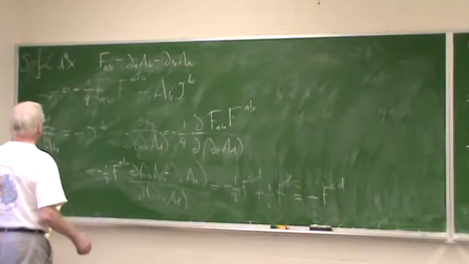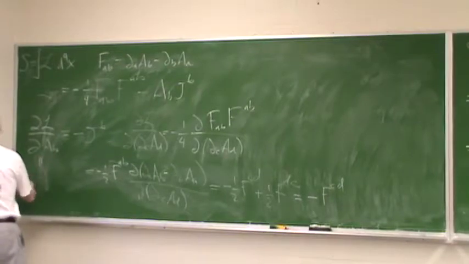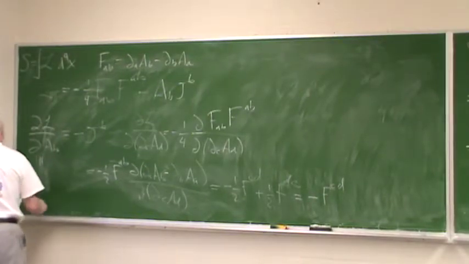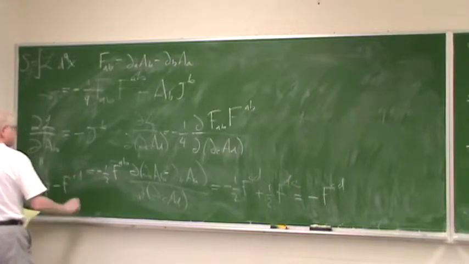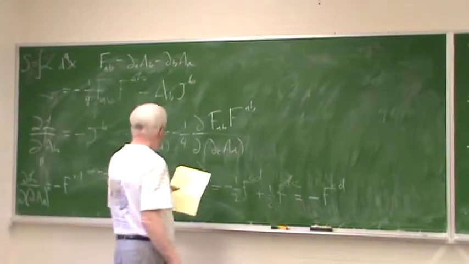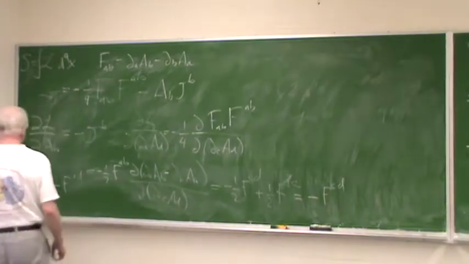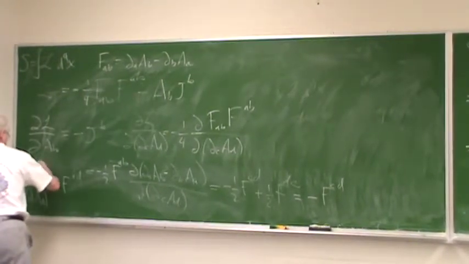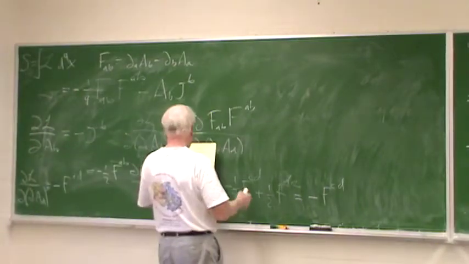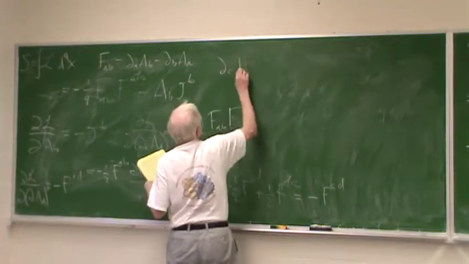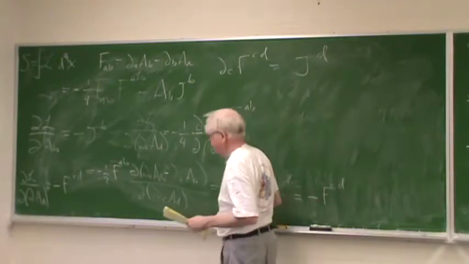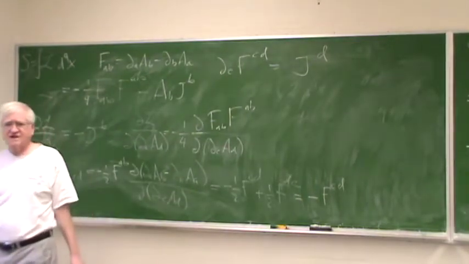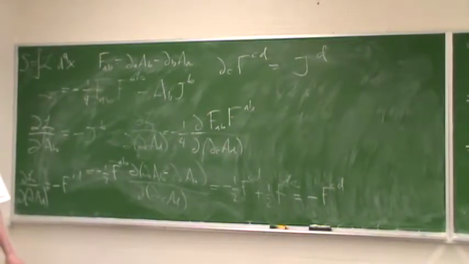So altogether then our equations of motion are partial L, partial partial CAD, which we've identified as minus FCD. Whoops, no, this is not equals. This is just that. And so the equation then is DC of FCD is equal to JD. Okay, I skipped the step. Does anybody want to see me put in the step?